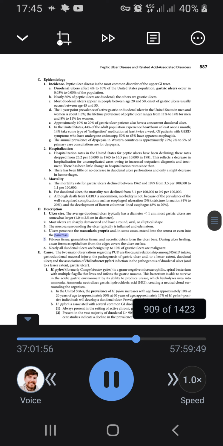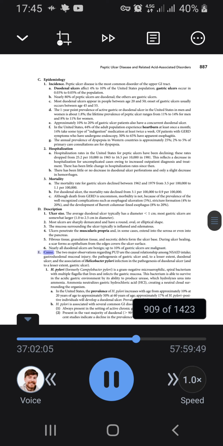5. Fibrous tissue, granulation tissue, and necrotic debris form the ulcer base. During ulcer healing, a scar forms as epithelium from the edges covers the ulcer surface. 6. Nearly all duodenal ulcers are benign. Up to 10% of gastric ulcers are malignant.